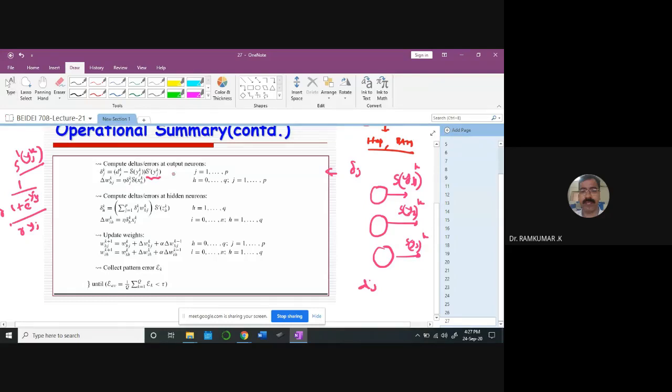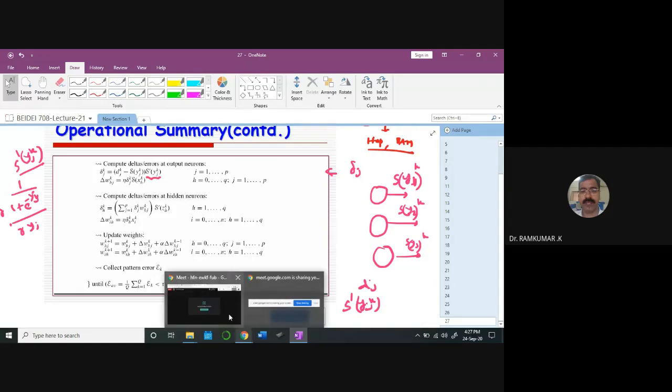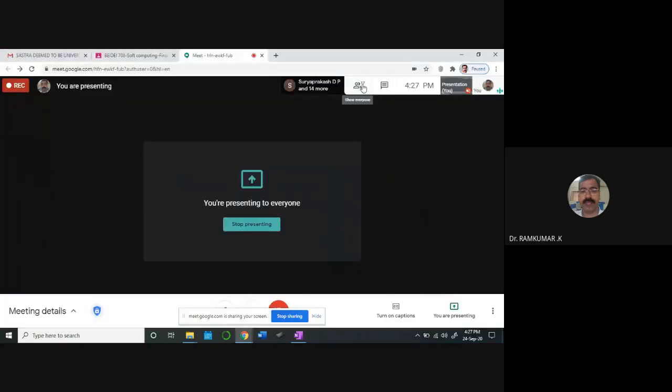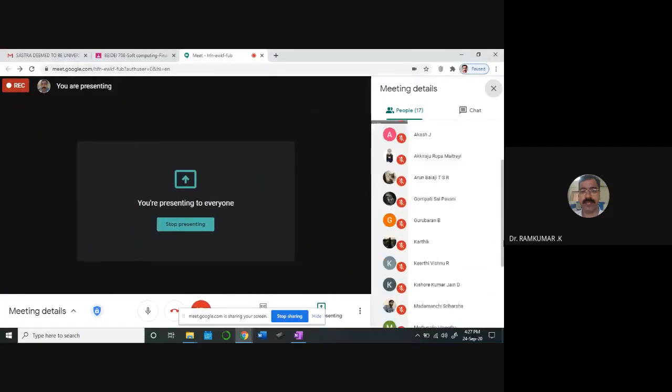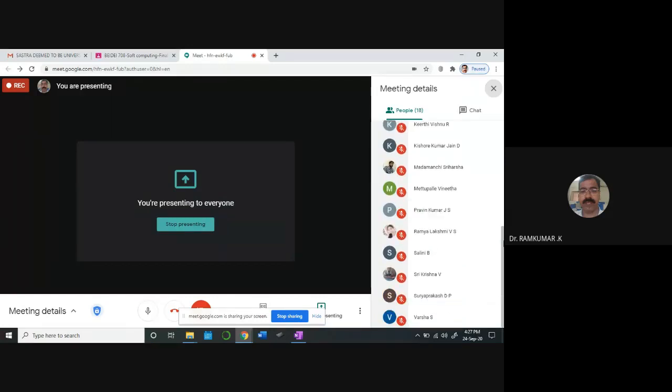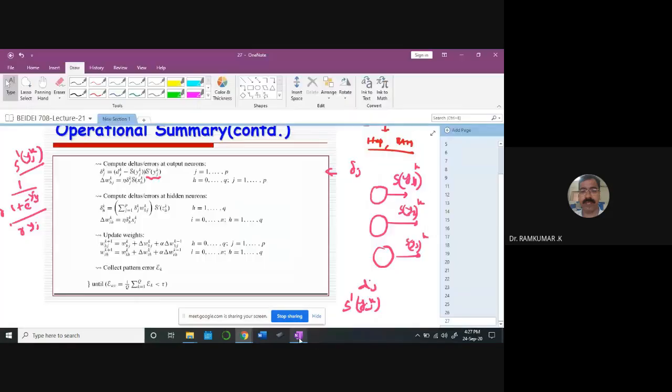What is that? This one? This bar yjk, first derivative. What is this then? Varsha? Sai Pawani? Surya Prakash? Anyone? What is that value? S bar, first derivative.